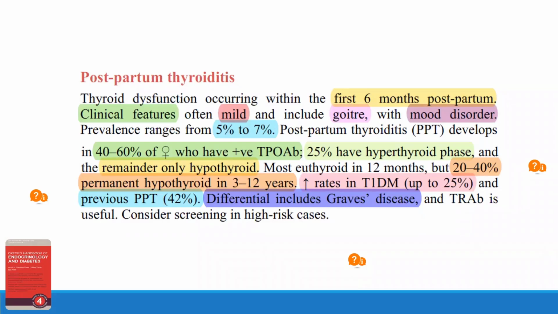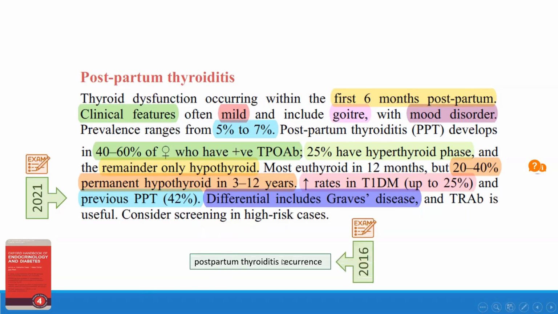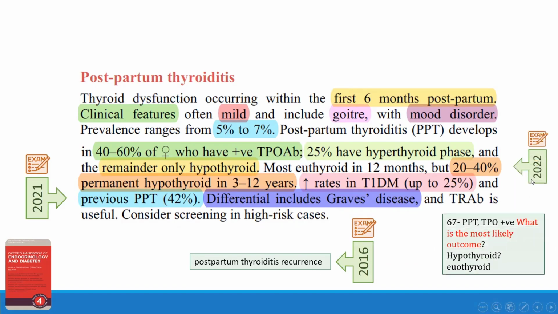Of course, postpartum thyroiditis increases in type 1 diabetes by about 25%, or if there is a previous postpartum thyroiditis, the recurrence rate is about 25 to 50%. And this actually was a question in a previous exam. They asked about the postpartum thyroiditis recurrence rate, which is about 25 to 50%. And in another question in the previous year, they asked what is the most likely outcome of postpartum thyroiditis, hypothyroid or euthyroid. Of course, most patients will be euthyroid.